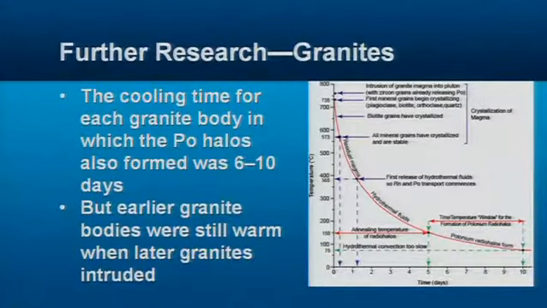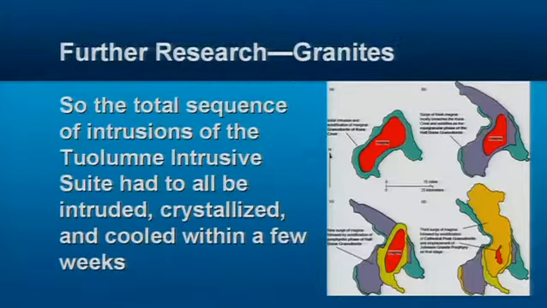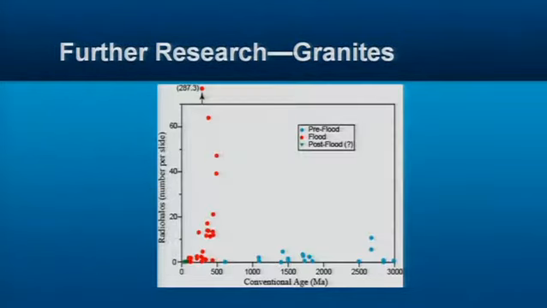So each granite body in this sequence had a rapid cooling time, but each was still warm when the later granites formed, though not warm enough to obliterate the radiohalos that were forming. And so the total sequence of these intrusions in this Tuolumne intrusive suite had to be intruded, crystallised and cooled within a few weeks.